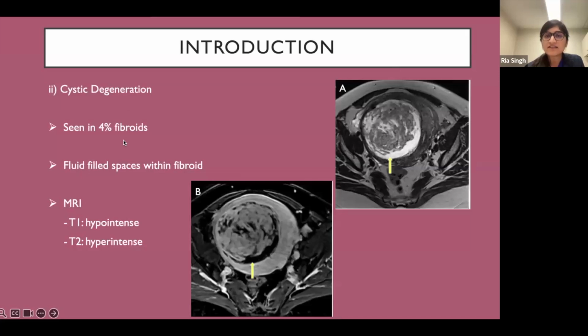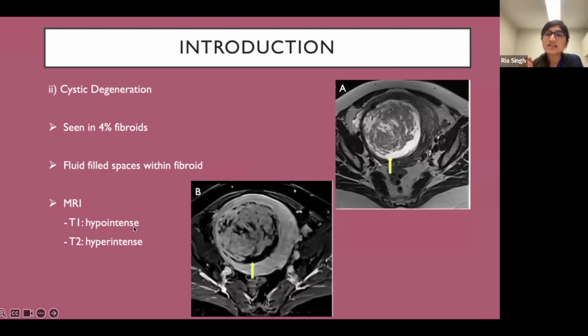Cystic degeneration is seen in about 4% of fibroids, and this happens when the muscle tissue within the fibroid gets swollen with fluid. So there are these fluid-filled spaces that begin to separate the different muscle cells within the fibroid.